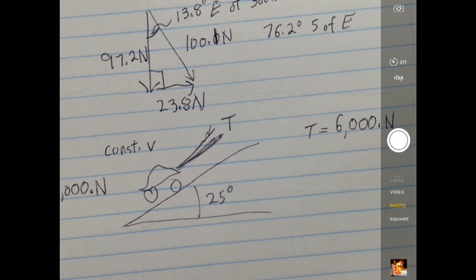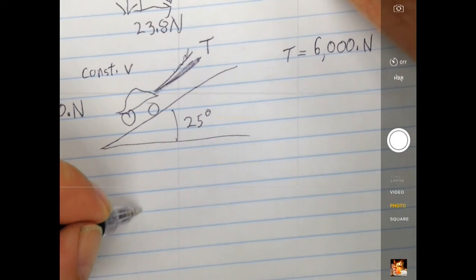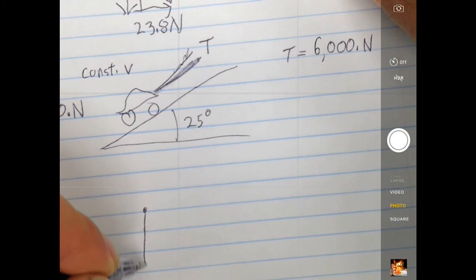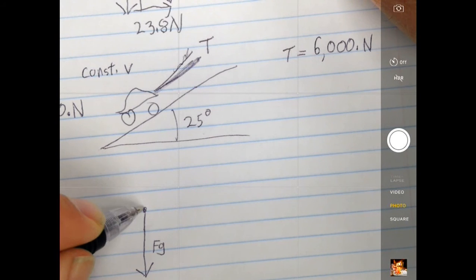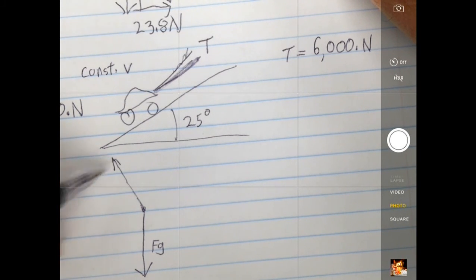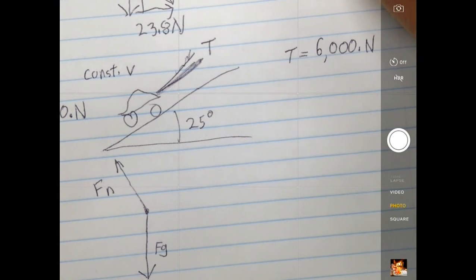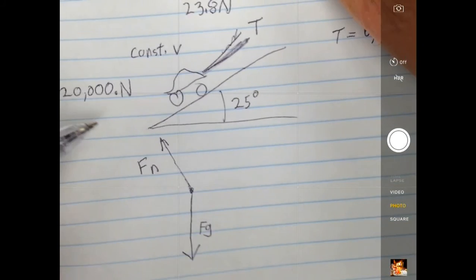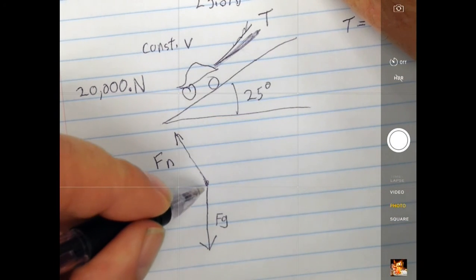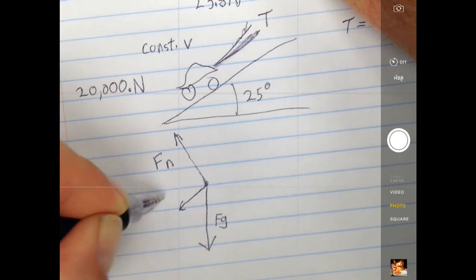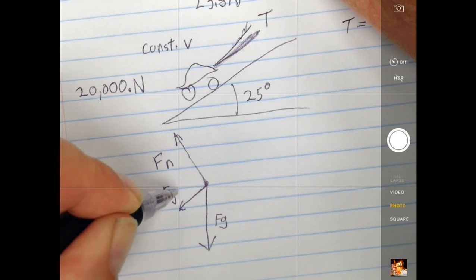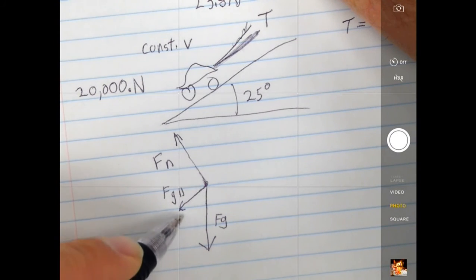So you do a free body diagram. The force of gravity acts vertically down towards the center of the earth. The normal force is perpendicular to the solid surface of contact. The component of the force of gravity that is parallel to the incline is what we're interested in. The component of the weight that is parallel to the incline.